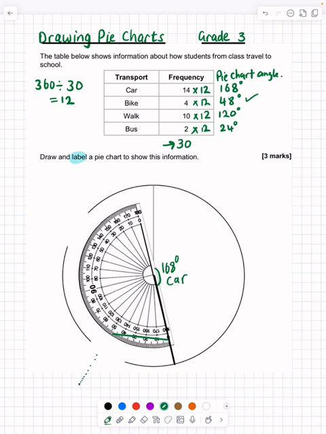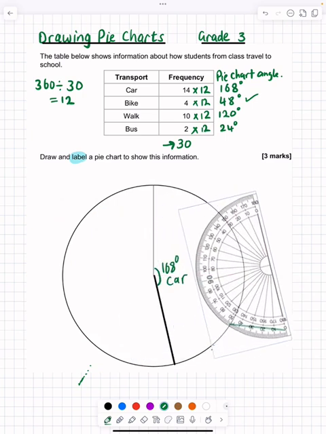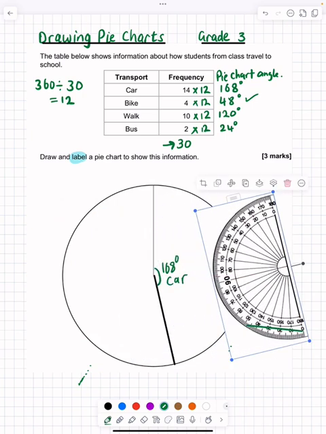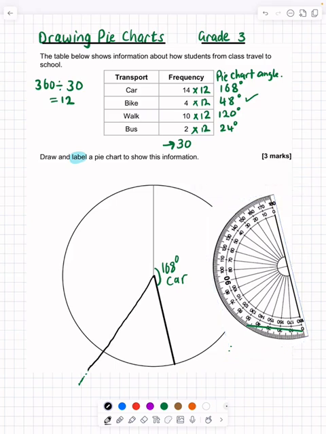Again, you just need to draw one dot, take the protractor out of the way, and then draw a line from the center to that point. Make sure that it is exactly at that point. You don't have to go outside of the circle, just leave the line there. So that would be 48 degrees, and we will label that as bike.